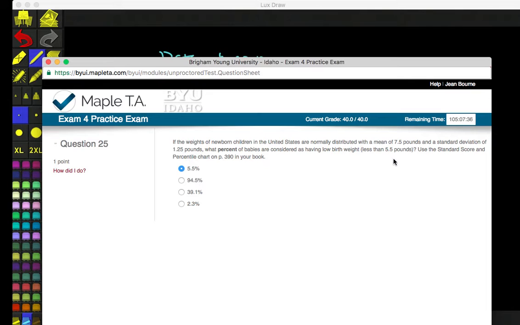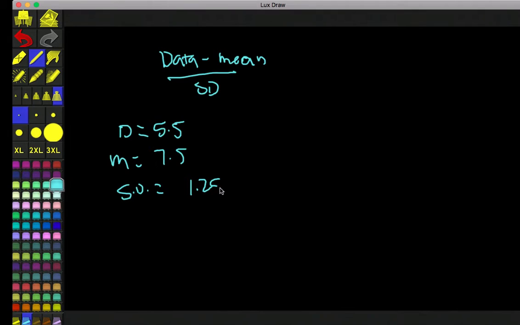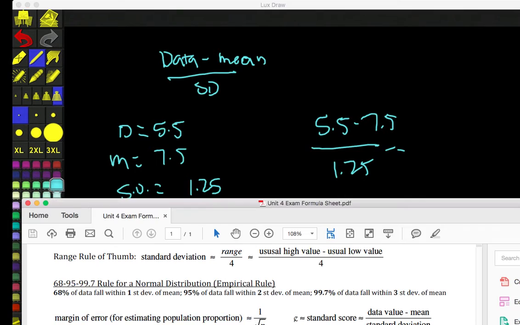In this case, the data value is 5.5. That's what they want to know. They're interested in this birth weight. The mean was 7.5, and the standard deviation is 1.25. So I'm just going to use those numbers. I'm going to go 5.5 minus 7.5 divided by 1.25, and we'll calculate that.